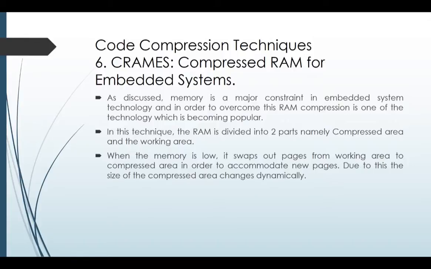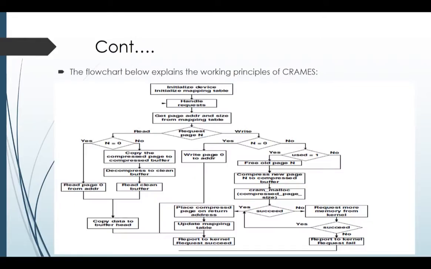When the memory is low, it swaps out the pages from the working area to the compressed area in order to accommodate new pages. The pages which are swapped out are currently not in use or are very old. Hence the size of the RAM changes dynamically. The figure shown below describes the entire algorithm of compressed RAMs.